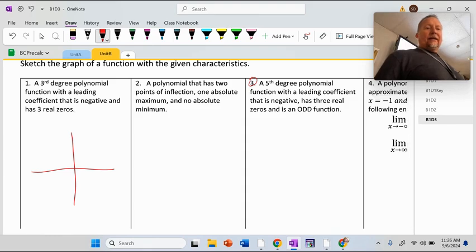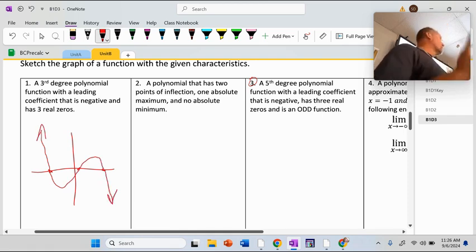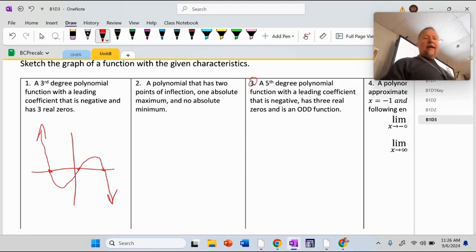Degree 3, negative leading coefficient, 3 real zeros. I think that's it, right? 3 that is negative and 3 real zeros. That could be anywhere. It has to end like this. Can't be. I mean, you can put the zeros anywhere. They didn't say anything about that.